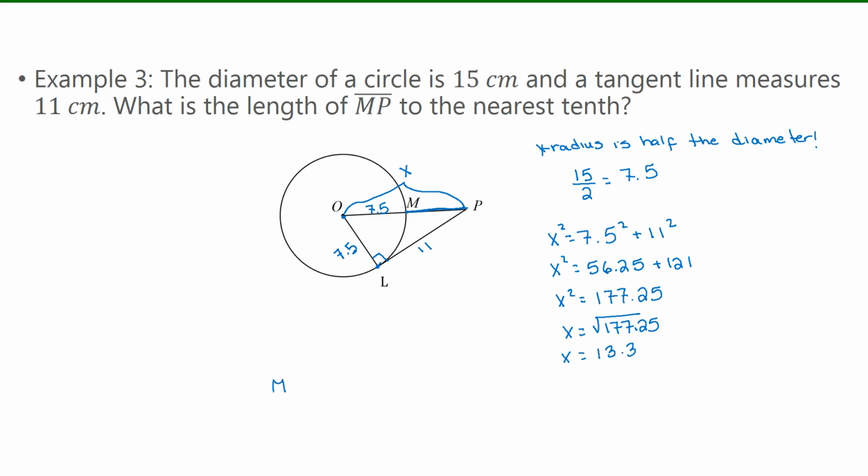Now, like I said, MP is going to be OP subtract 7.5. OP was x here, 13.3. If I subtract 7.5 from that, I get 5.8 centimeters.